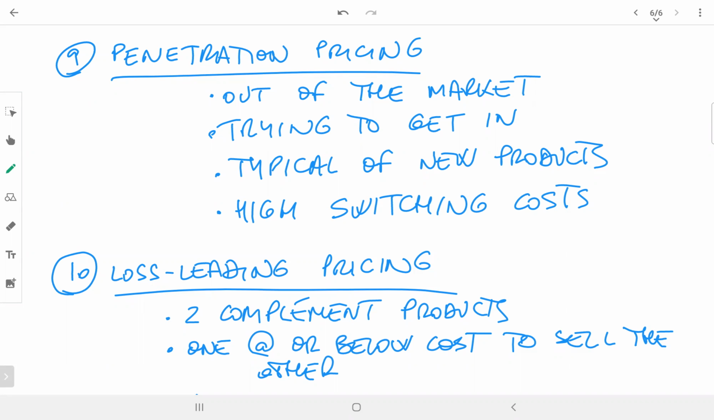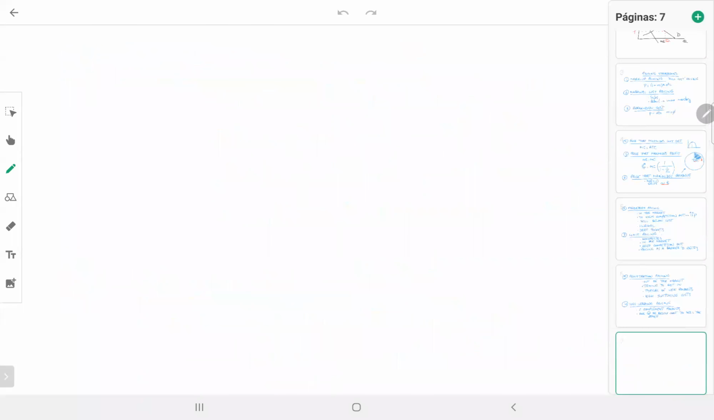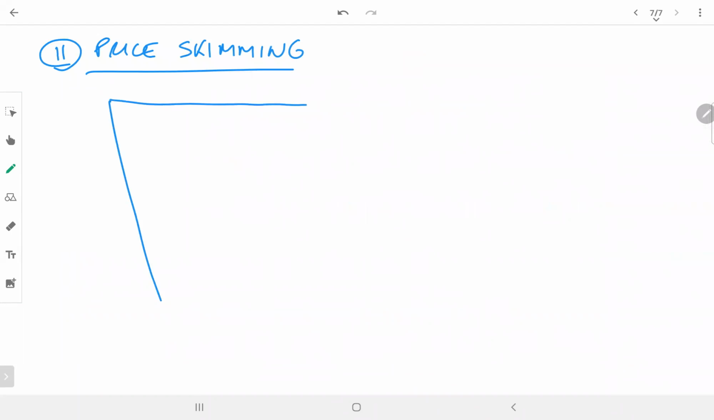Now we move on to number 11, which is price skimming. In price skimming, you have a price that varies over time. I'm going to give you an example you can understand. That's a glass. That's why it's called skimming. It's like skimming the cream off the top.